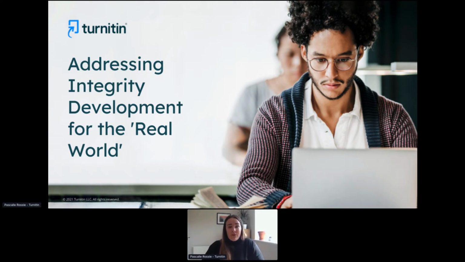So for those of you who aren't 100% familiar with Turnitin, we are the leading provider in integrity solutions, and we operate with thousands and thousands of institutions globally, with quite high usage rate in the UK. Our mission is to ensure the integrity of global education and to empower students to do their best original work.